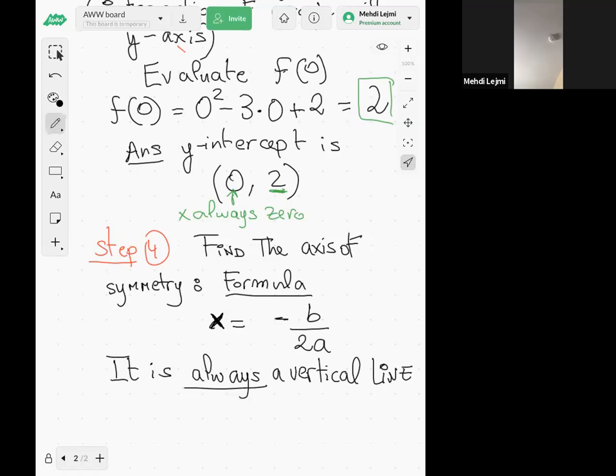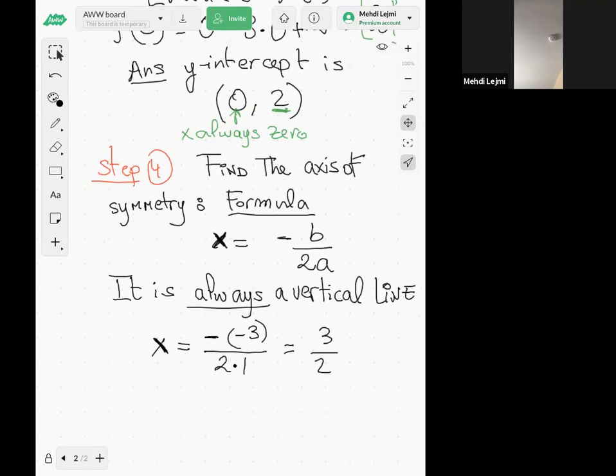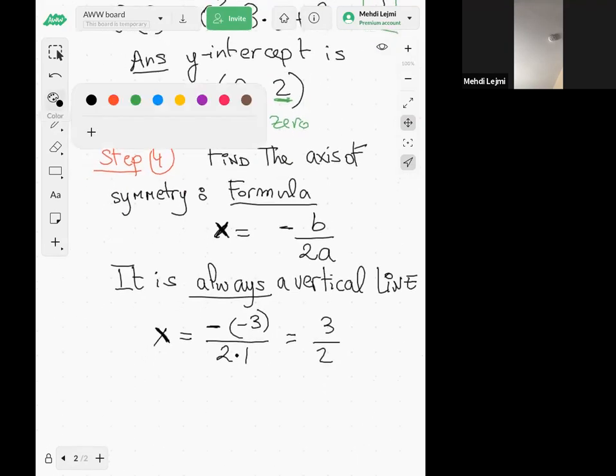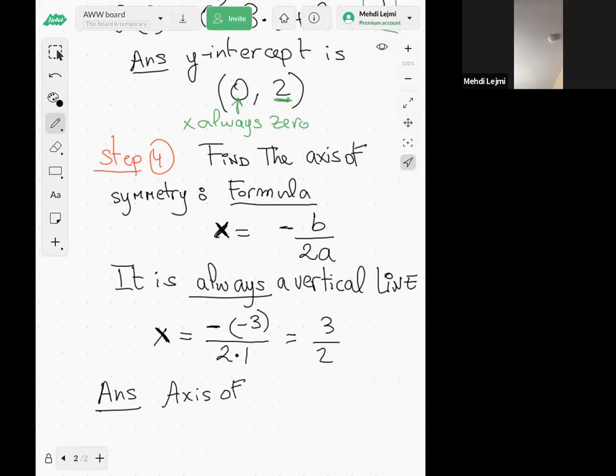So, like in our example, x is minus b. So minus b is negative 3. So it's negative 3 over 2 times a, 2 times 1. So it's positive 3 over 2. It's the same as the vertex, right? So that's the equation of my axis of symmetry. Here's the answer. So my axis of symmetry is x equal to 3 over 2.